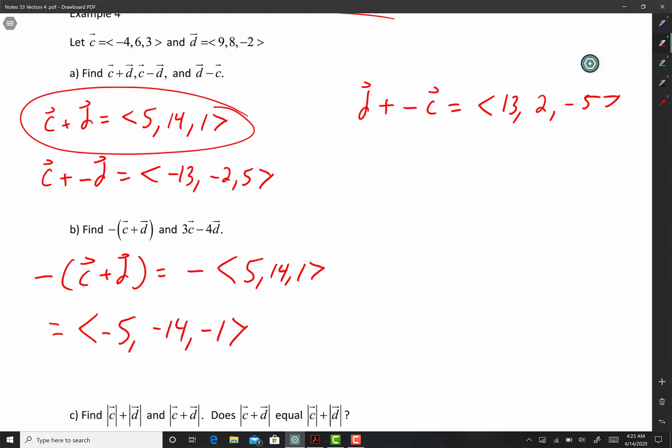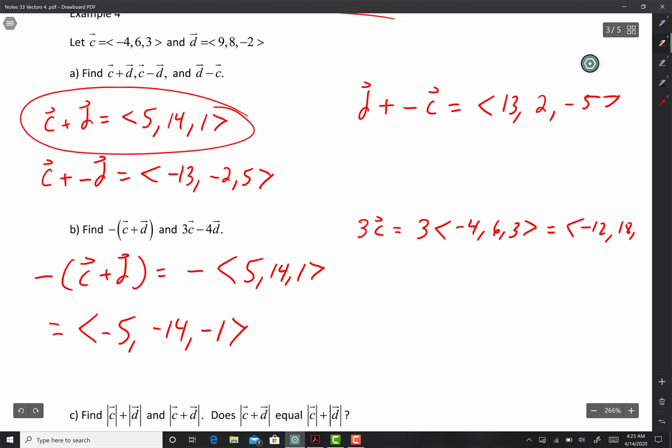So now it says 3C. So I'm going to write 3 vector C. So that means 3 times -4, comma, 6, comma, 3. So I'm just going to multiply them, guys. So let's see. -12, comma, 6, 12, 18. So 18, comma, and 9.